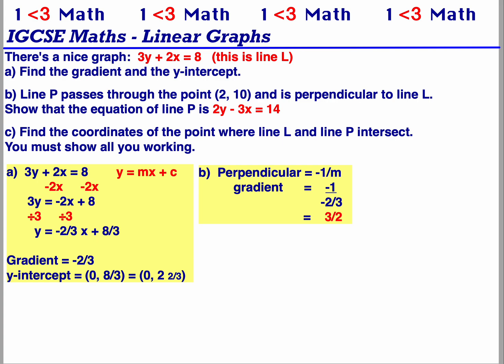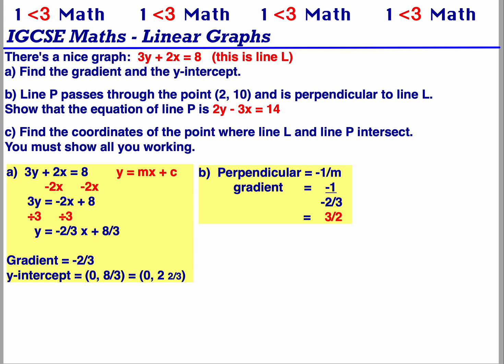So if the gradient of the other line is minus 2/3, the perpendicular gradient here is going to be minus 1 over minus 2/3. Now that becomes 3 over 2, because the denominator of the denominator comes to the top to be the numerator, and the denominator 2 will remain. The minuses cancel out because a negative divided by a negative is a positive.